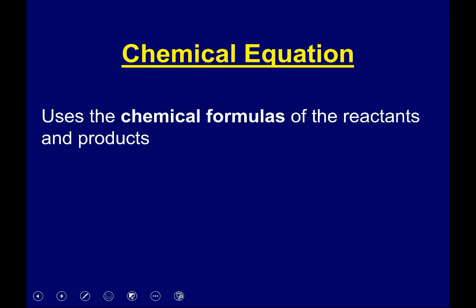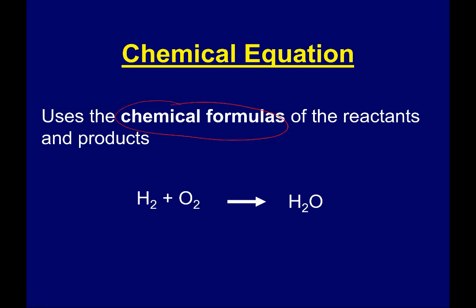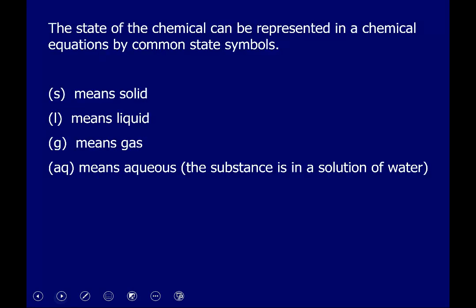So those were the word equations. Now we'll transition to chemical equations. Chemical equations use chemical formulas of the reactants and products to write out your equations. So for example, H2 plus O2 yields H2O. That's hydrogen gas plus oxygen gas gives you H2O water. So this is the chemical formula. I like this better. It uses up less space, less time consuming.